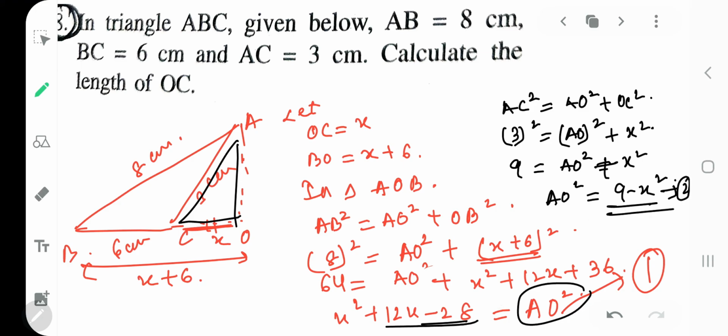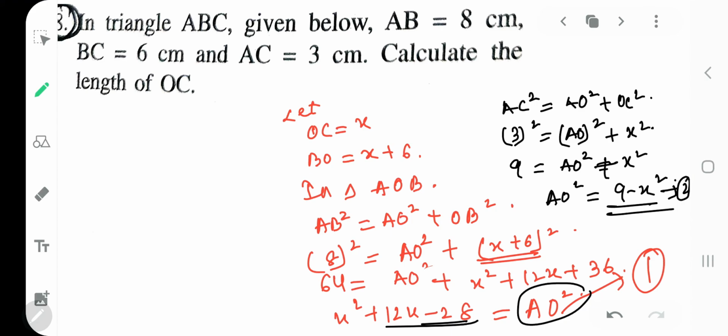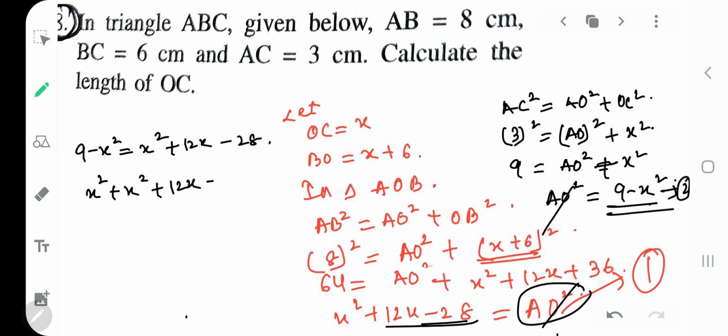And can I equate both the values? Yes. Because both are saying that AO square is the given expression. Now here it is saying that AO square is X square plus 12x minus 28. And here it is saying that AO square is 9 minus X square. That means left hand sides are equal. So the right hand side will also be equal. So can I write 9 minus X square is equal to X square plus 12x minus 28. Take X square together and take numbers together. So that will be something like this.